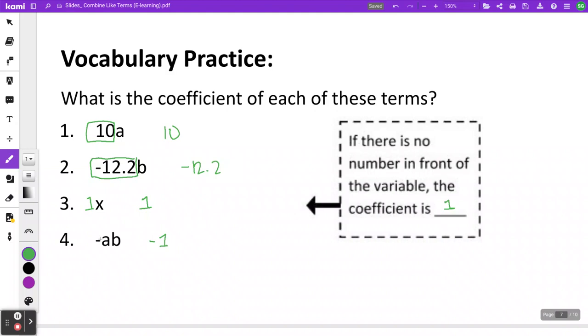-1, because there's already that negative sign. And then just like this box says, I don't see a number in front of that term, so it would be the number 1. Again, this piece here is going to be really important when we get to the actual math part of combining like terms, which is coming up right now.